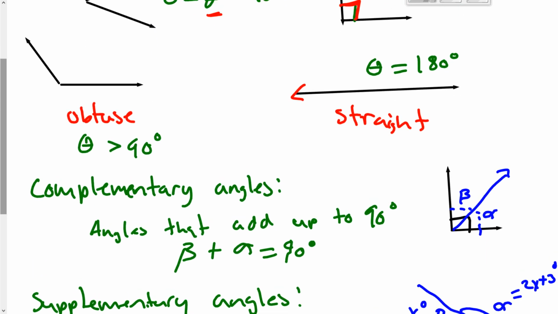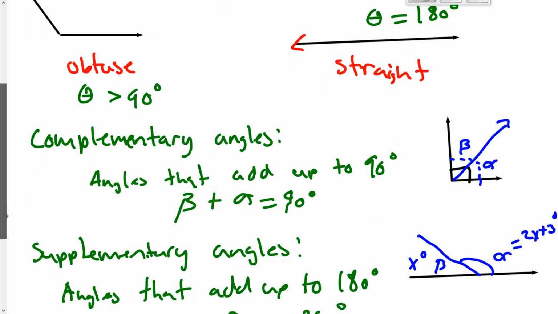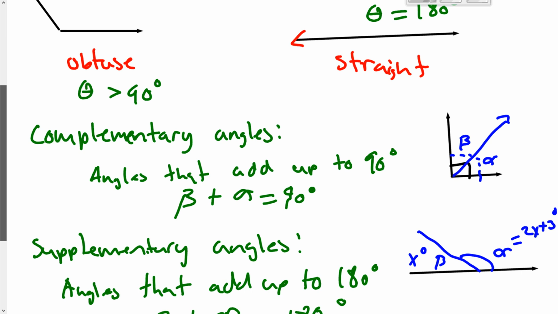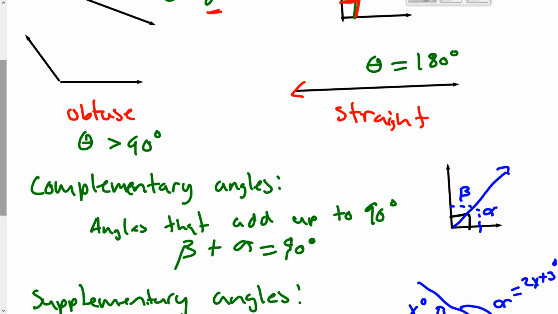Then we have some other types of angles, complementary angles. Complementary angles are two angles that add up to 90 degrees. Like pictured here, I have a right angle in black, so if some angle cuts through here, this angle alpha from here to here and this angle beta from here to here together equal 90. So beta and alpha are complementary angles because they add up to 90.